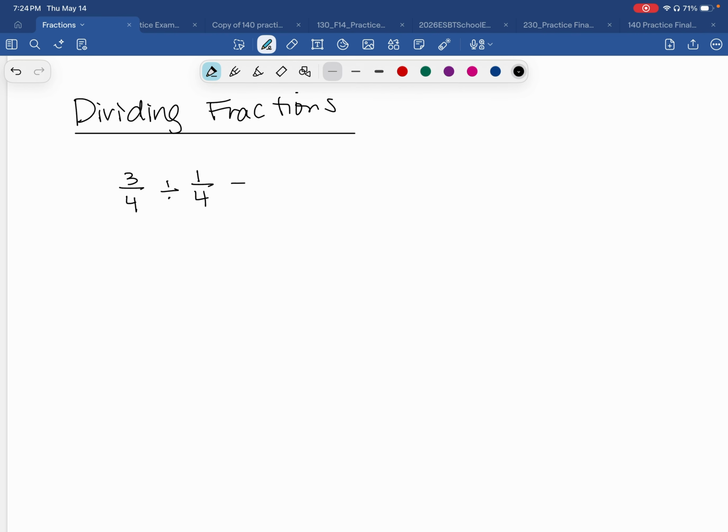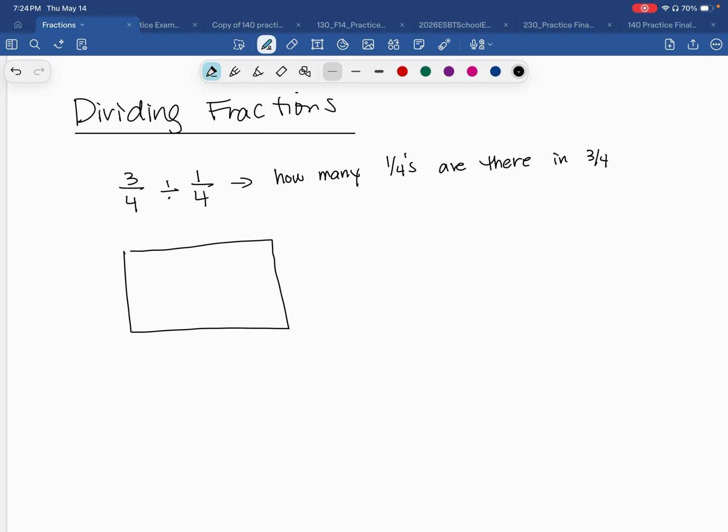Okay. And what this is asking is how many 1/4s are there in 3/4? Okay. All right. So I'm going to start out by drawing my 3/4. Oops, that's not a rectangle. Let's try again.